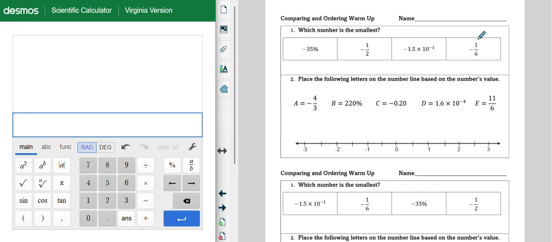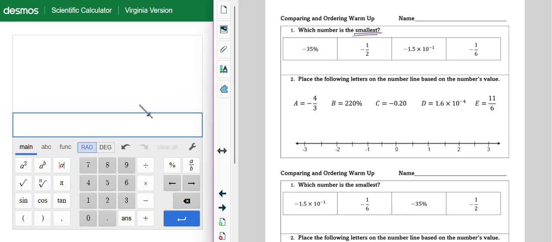Alright, similar to the graded exit ticket, this comparing and ordering warm-up was a little bit of a struggle. So I'm going to go over each of these 5 questions, and then I'm going to give you a new version of this, and you're going to try again on that one. Alright, which number is the smallest?